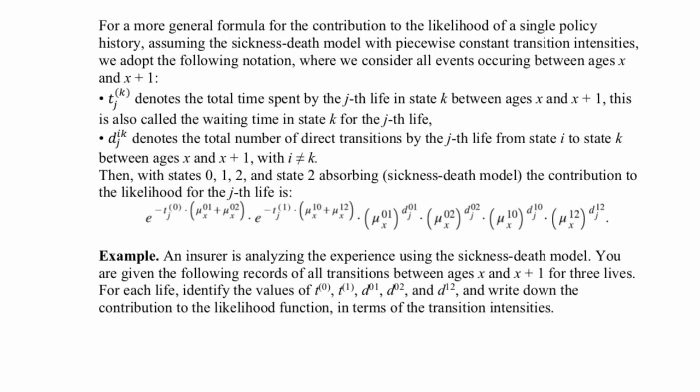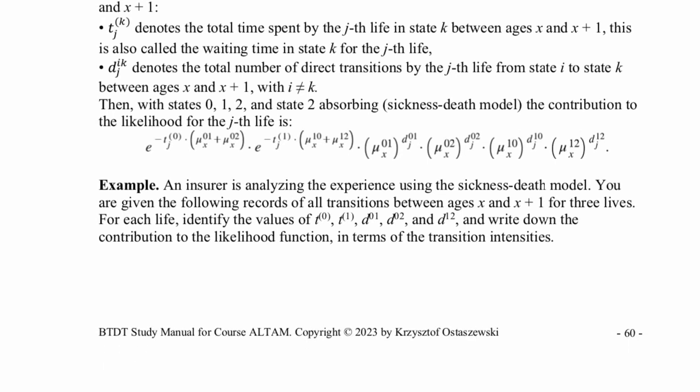For a more general formula for the likelihood contribution of a single policy history, assuming the sickness-death model with piecewise constant transition intensities, we adopt the following notation, where we consider all events occurring between ages x and x plus 1. Tjk denotes the total time spent by the jth life in state k between ages x and x plus 1. This is also called the waiting time in state k for the jth life. And of course, you know that from the consideration of Poisson processes at the beginning of the class, where you had the waiting time until the claim occurred. This is a similar concept.